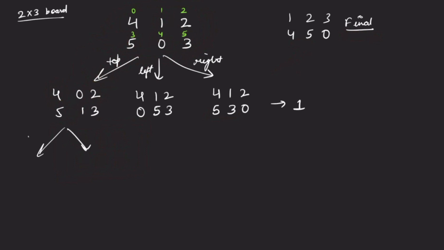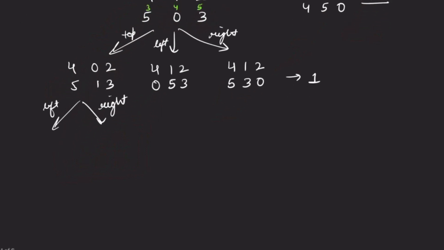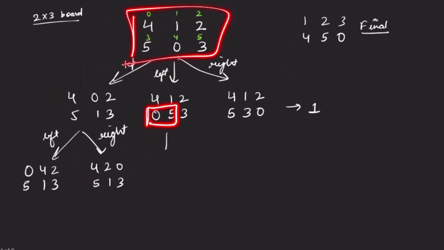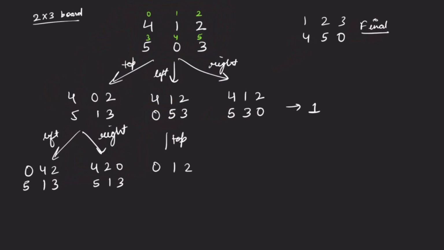So when swapping with left and right, what will you get? In the case of left, you will get 0, 4, 2, 5, 1, 3. In the case of right, you will get 4, 2, 0, 5, 1, 3. Right? Then here, 0 can be swapped with 4 and 5. But if you swap it with 5, again you will get this state only. So that means we can swap it only with 4, which is the top. Right? So you will get 0, 1, 2, 4, 5, 3. Right?